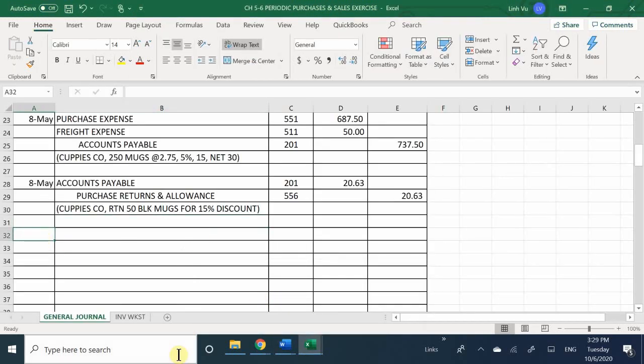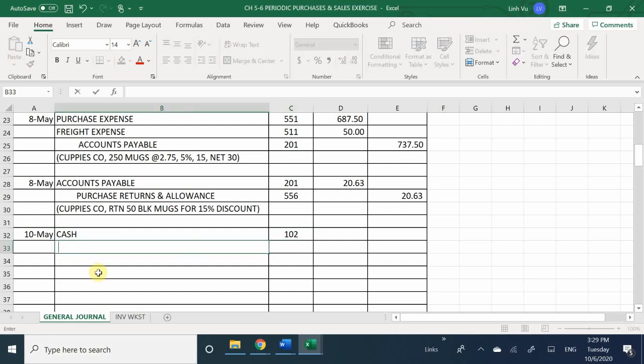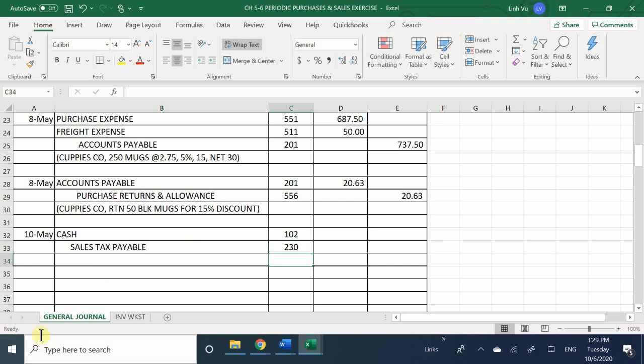So for our cash account, it's going to be 102. And then we're going to have our sales tax payable, which is going to be account number 230, and then my sales, account number 401.